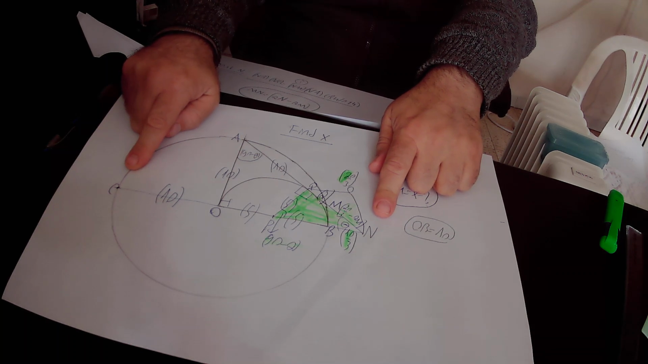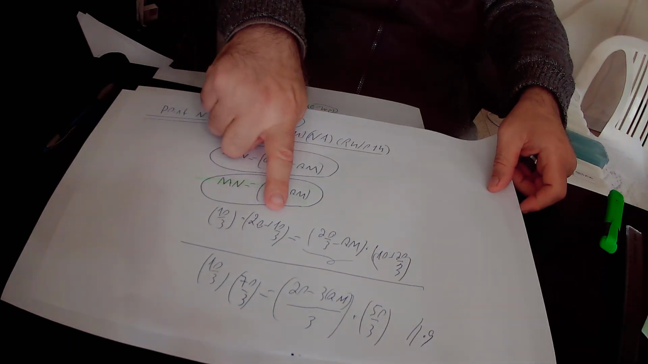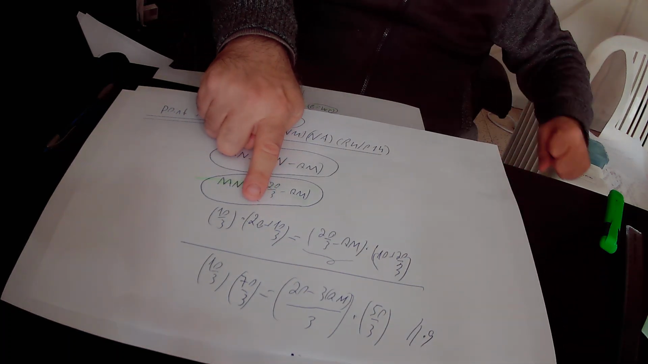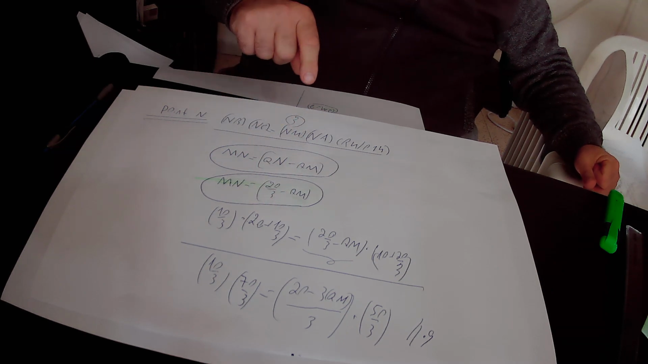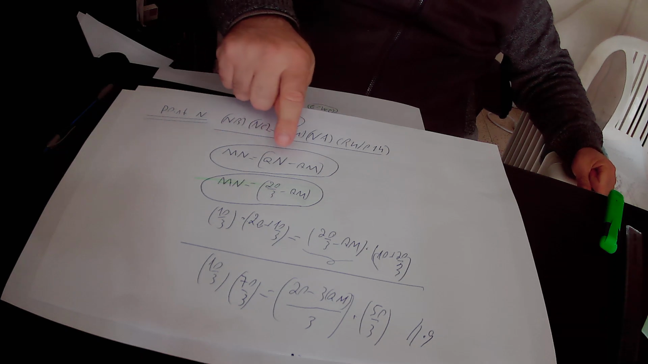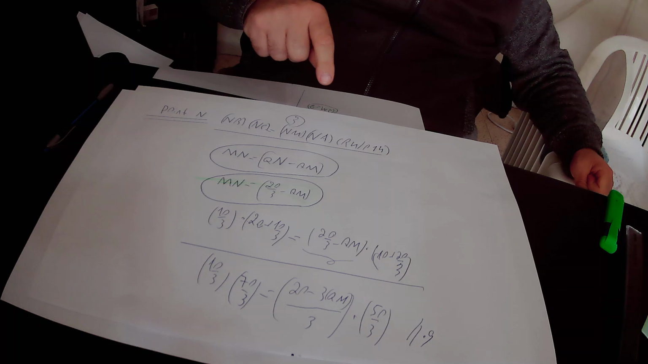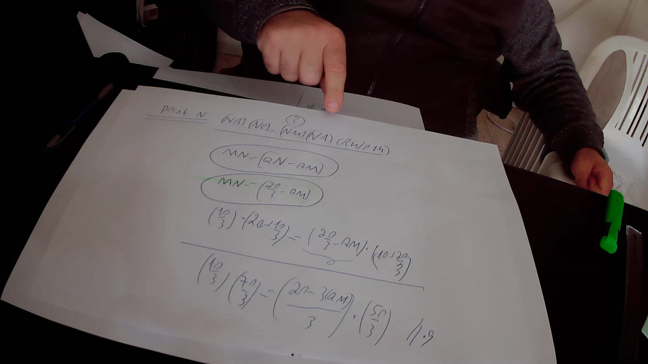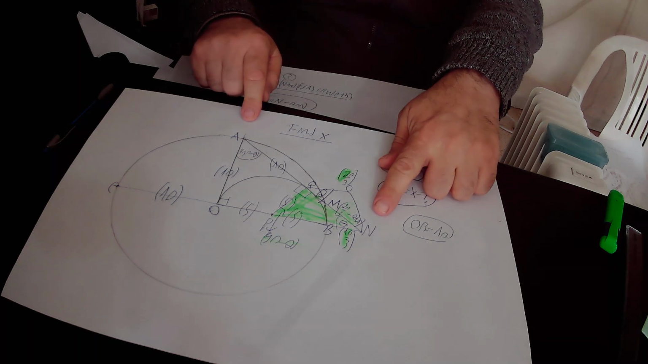Okay? NC in total equals 20 plus 10 over 3. And it is equal to Mn. Mn is 20 over 3 minus Qm, times An. An, what is the length of An?